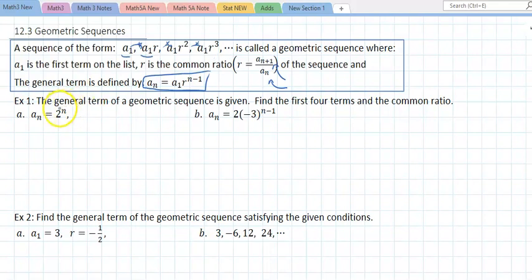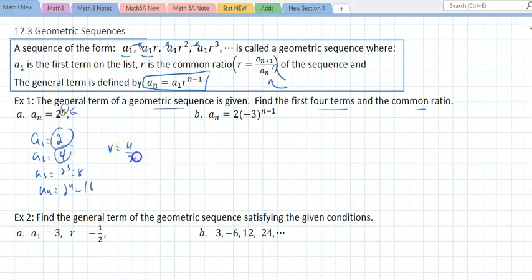So the general term of a geometric sequence is given. Find the first four terms and the common ratio. A sub 1, if you put a 1 in there, you get 2 to the 1, that's 2. A sub 2, put a 2 in there, you get 2 squared, which is 4. A sub 3, 2 cubed is 8. And A sub 4, put a 4 in there, that's 16. The common ratio is any term divided by the previous term. So this here is a sequence in which you're multiplying by 2 every time.